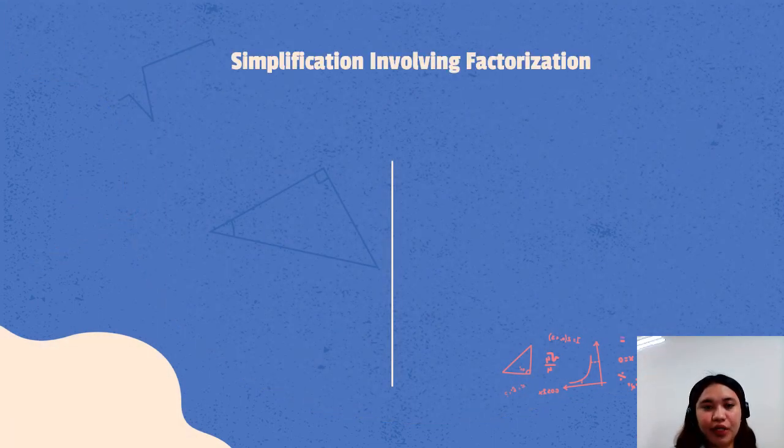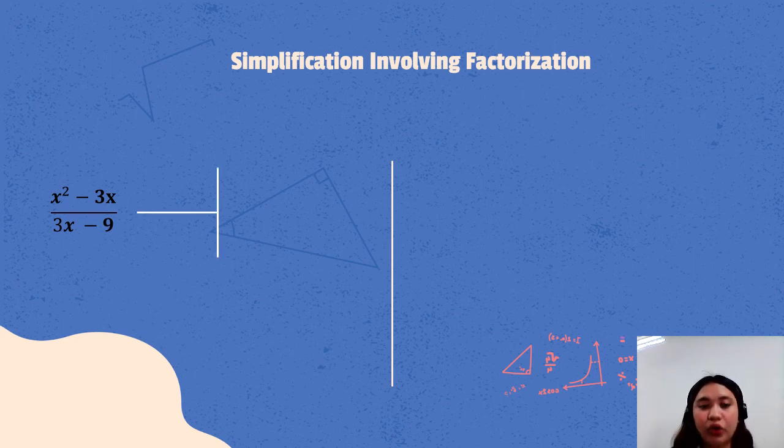Next example, we have x squared minus 3x over 3x minus 9. In here, both numerator and denominator have a common factor. So we can factorize both numerator and denominator. In the numerator, the common factor of the first term and second term is x. So we have x, then x squared divided by x is x, and 3x divided by x is 3.